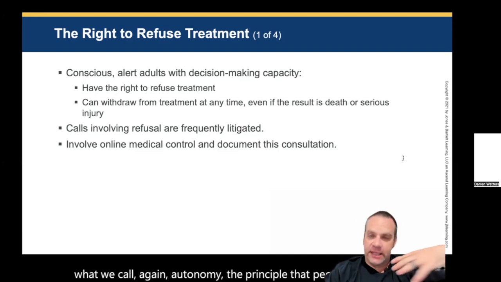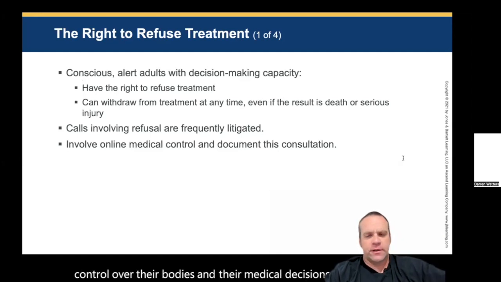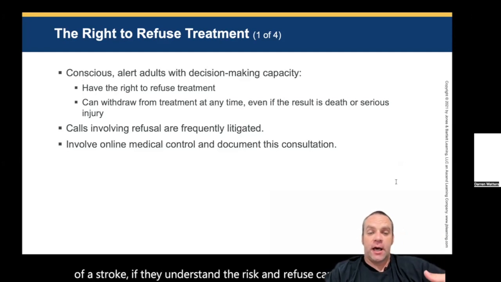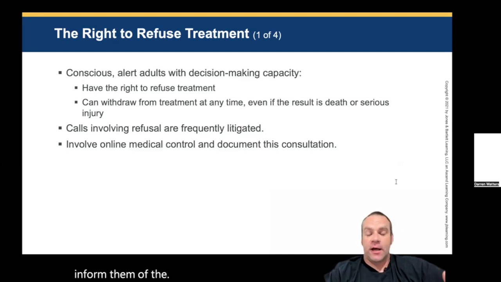That means even if someone is having chest pain or showing signs of a stroke, if they understand the risks and refuse care, you have to respect that decision. But it's your job to make sure you inform them of the risk and of what the outcomes could be if they do refuse care.